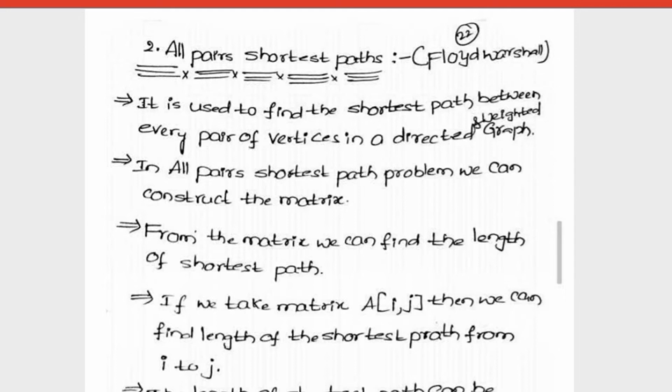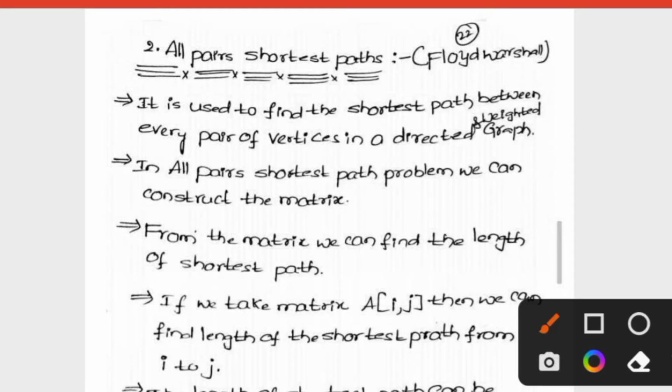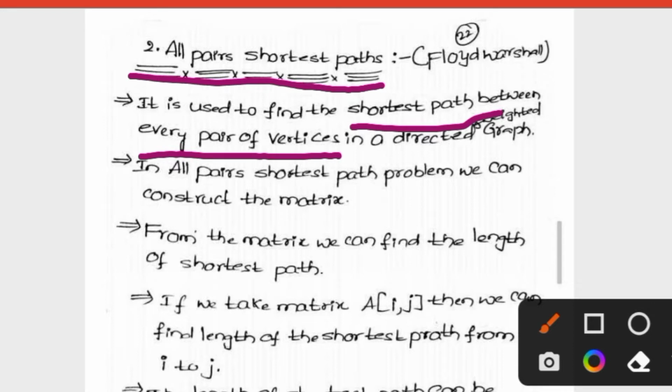In this session, we are going to learn the next concept, that is the all pair shortest path problem. So, what are the things we have to do in the all pair shortest path problem? First, it is used to find the shortest path between every pair of vertices, and here the graph must be a directed graph and a weighted graph. Then only we can find the values there.